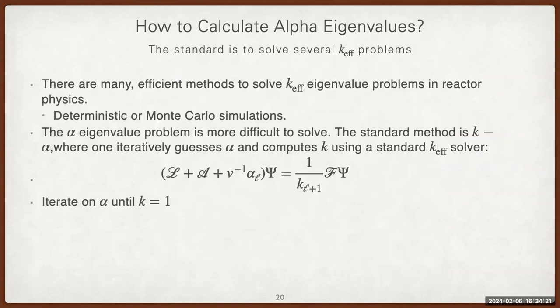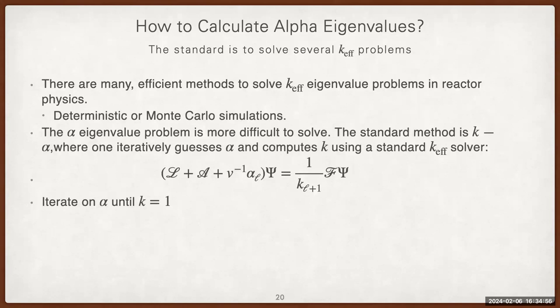Okay, how do we calculate these things? So we're going to go back to the equation that we saw. I will postulate that we have an efficient method of computing k eigenvalue problems in reactor physics. There are Monte Carlo methods to do it. There are deterministic methods. You know how to solve a k eigenvalue problem. These alpha eigenvalue problems are more complicated because alpha can be complex, but also because the alphas are negative.